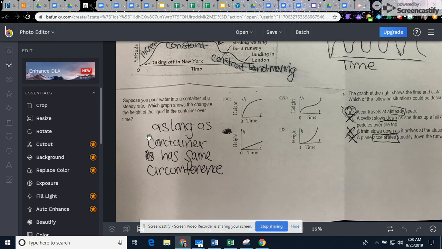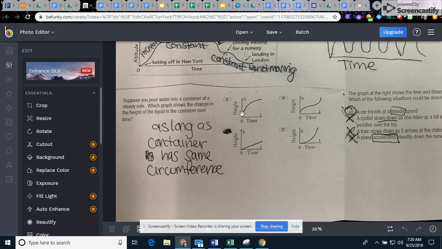So when you're relating graphs to situations, this example says, suppose you pour water in a container at a steady rate. What graph shows the change in the height of the liquid in the container over time? Well, I'm saying that the answer is C, as long as the container has the same circumference. If you have a container that has the same circumference at top and bottom, then as it's filling, it's going to be consistent and that height is going to increase consistently over time.